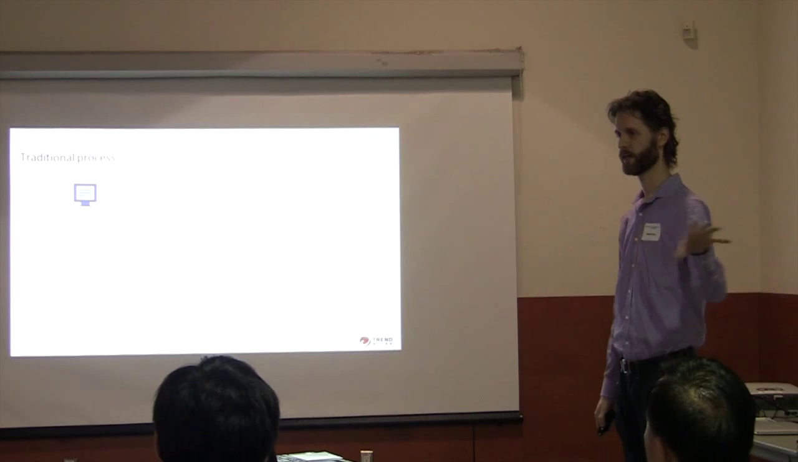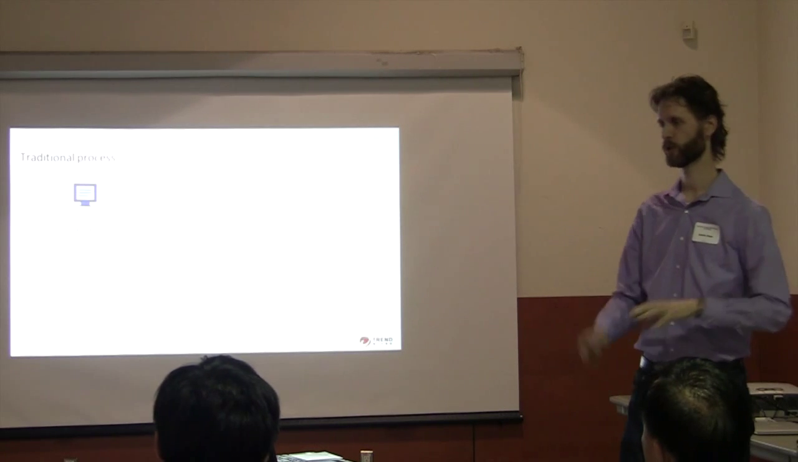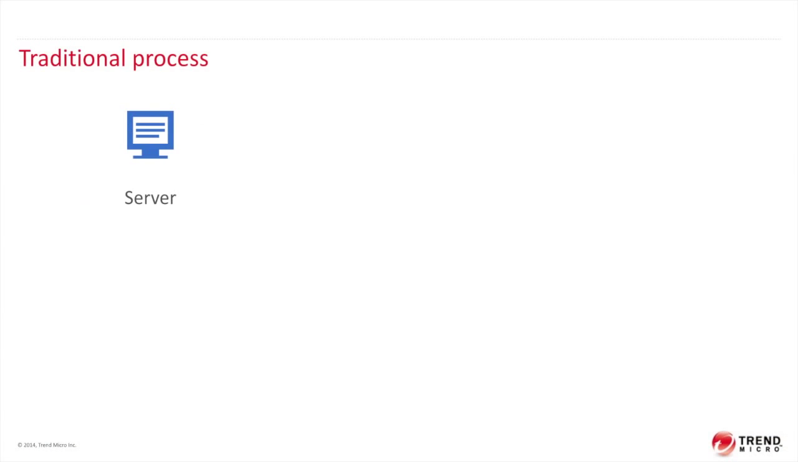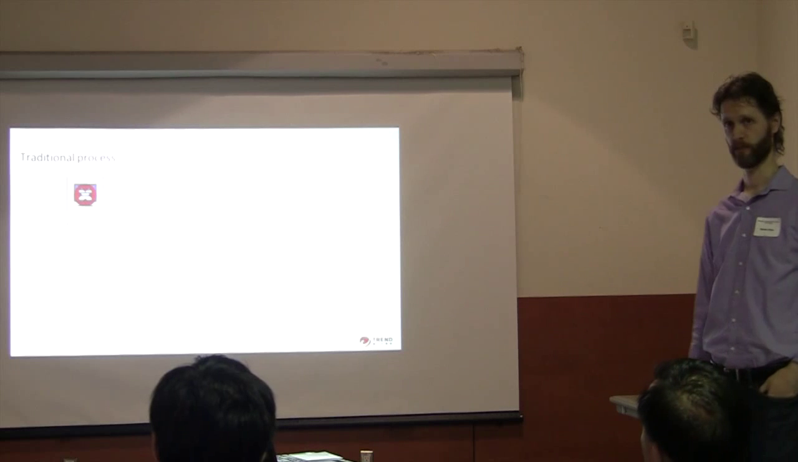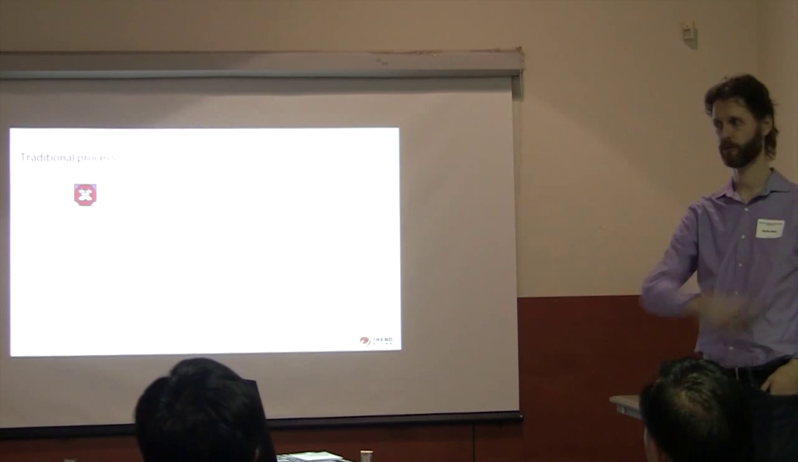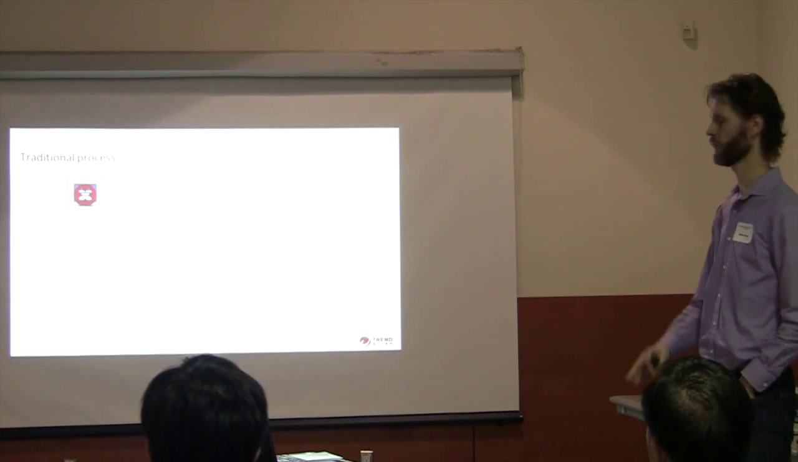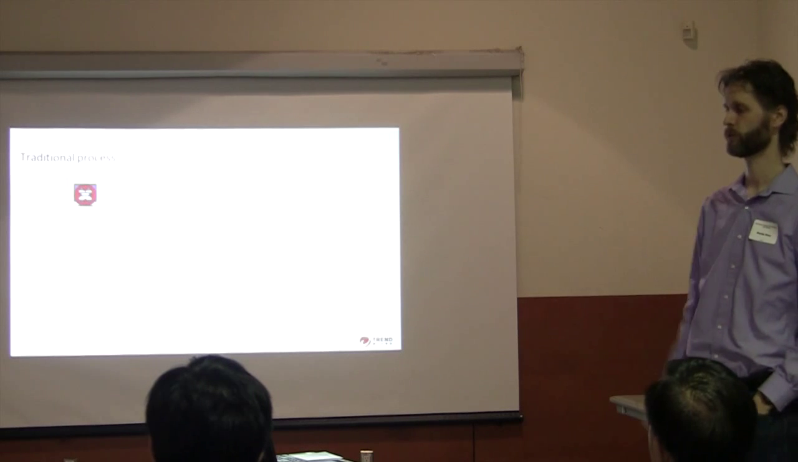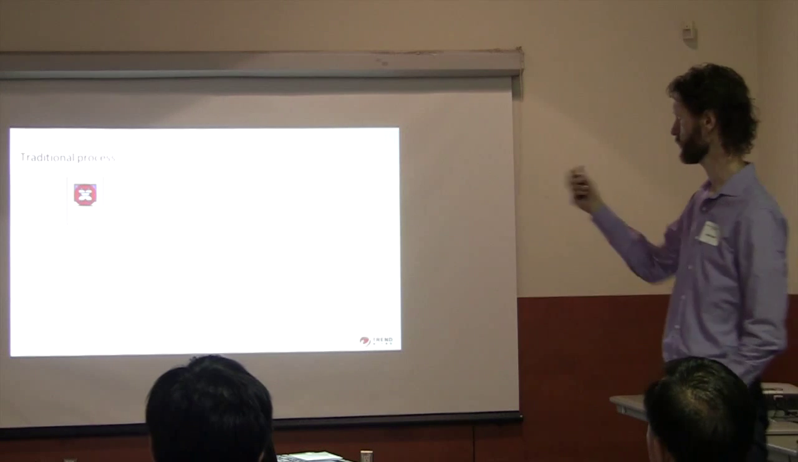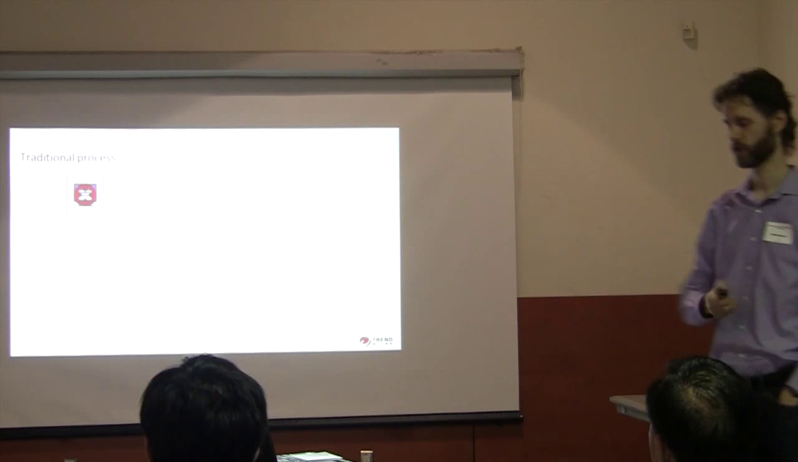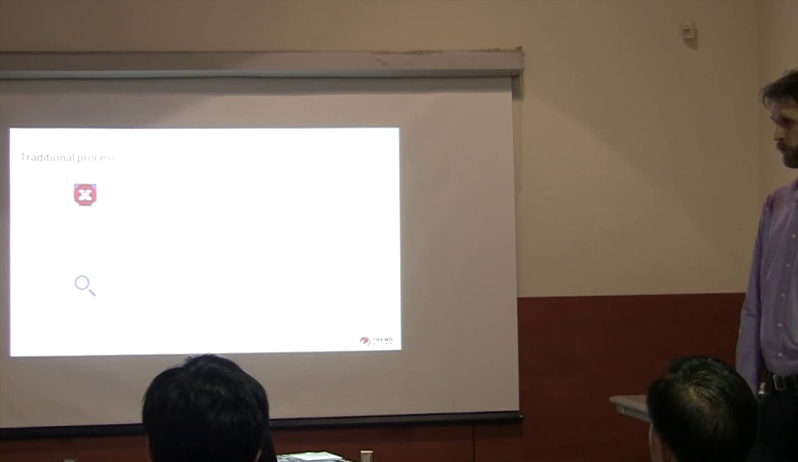So let's take that and now start applying it to a traditional process first. So we have our server, it gets infected, and we isolate it. We take it offline, unplug it, turn it off, whatever you want, to make it so it doesn't infect other systems. Now at this point, the clock starts. The boss is watching right now. So what do we do next?